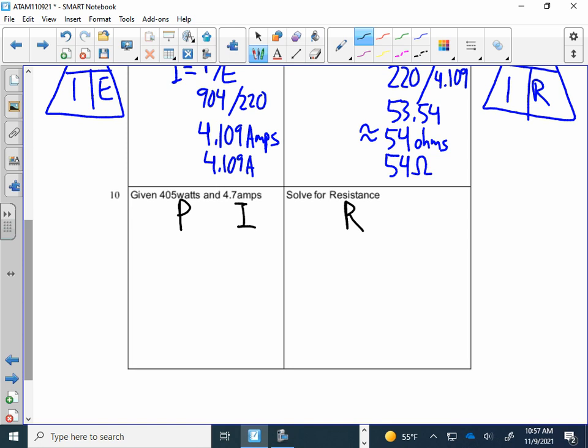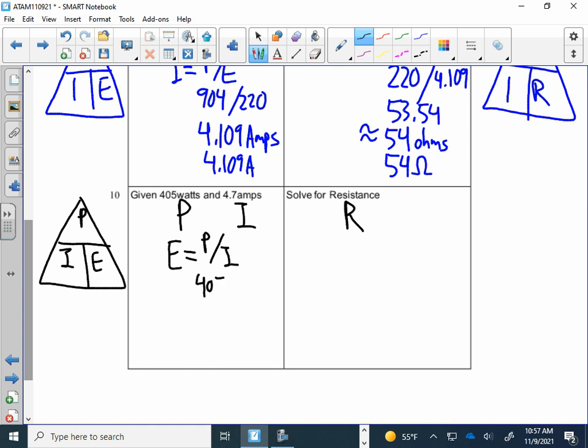I do not. So we're going to ignore the resistance for a moment. Do I have a triangle with P and I in it? I do. P, I, E. So I can find E, given P and I. E equals P divided by I, or 405 divided by 4.7. Comes out to 86.17. So we call that 86 volts.